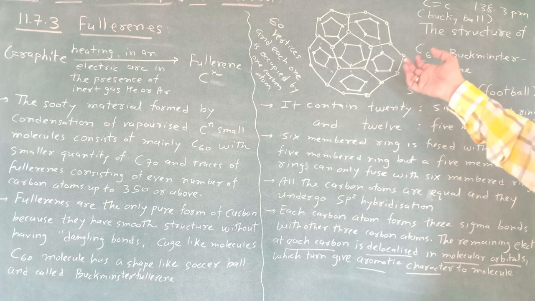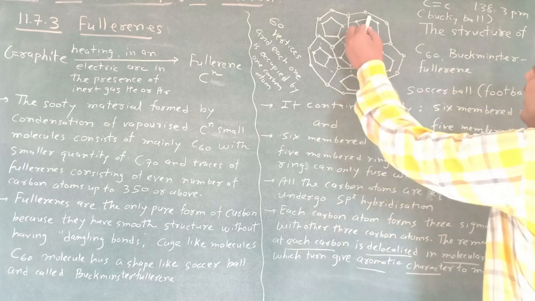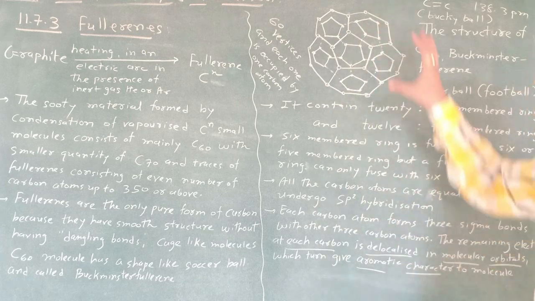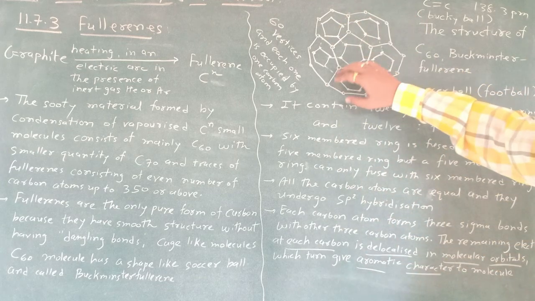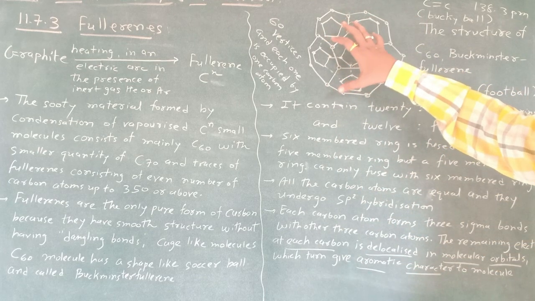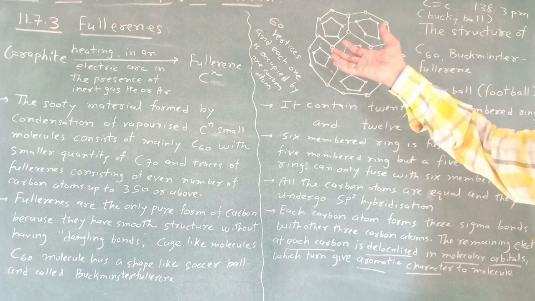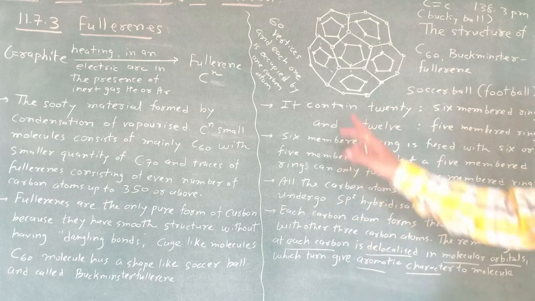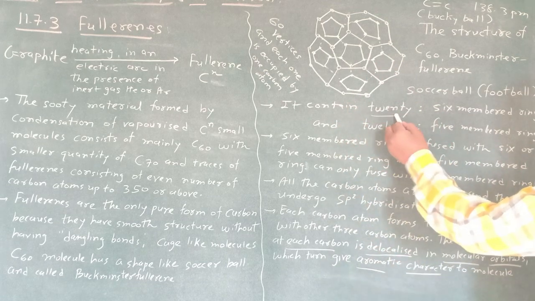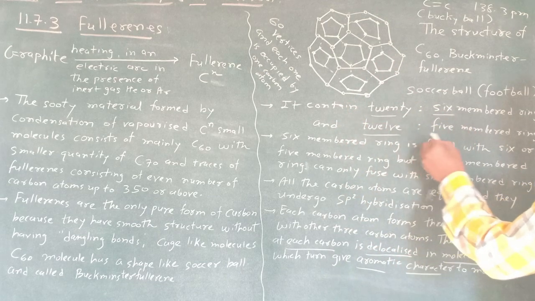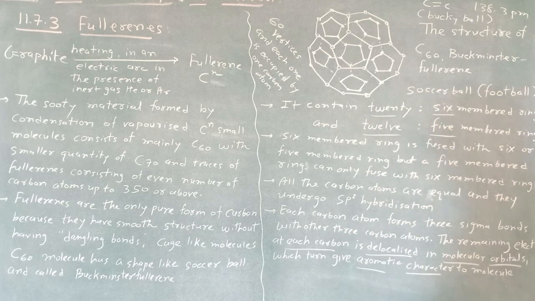Just draw it from your textbook, it's a compact structure. It goes on and on, but here I just introduced certain pentagonal and hexagonal rings, and how they are fused. But this is not over. It's 3-dimensional, and that's why you have to remember it contains 20 six-member rings and 12 five-member rings. So this is all about fullerenes.